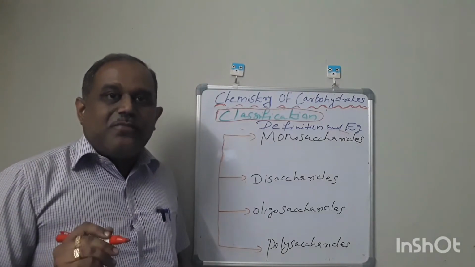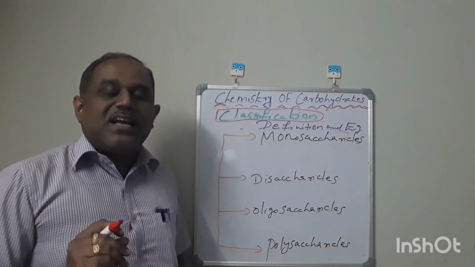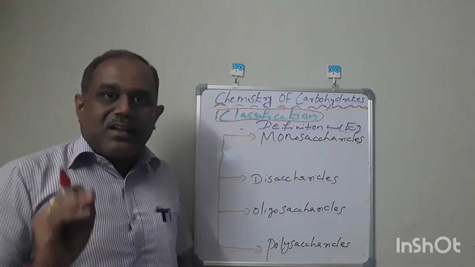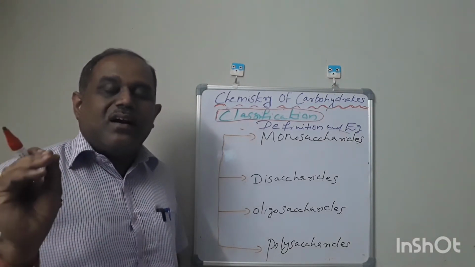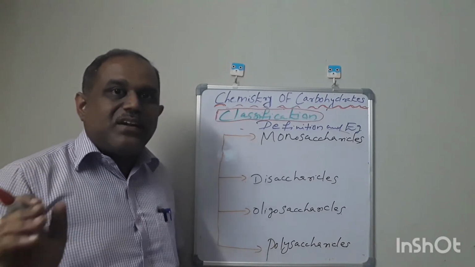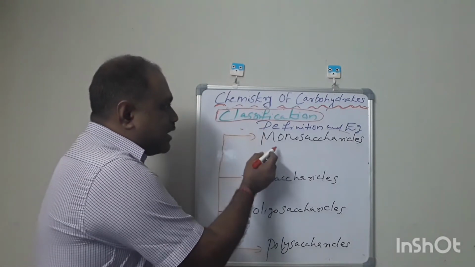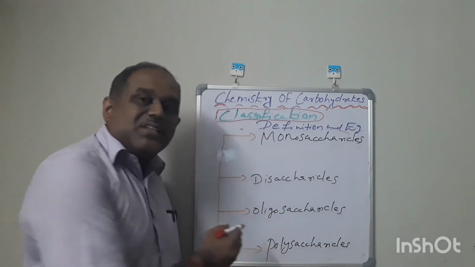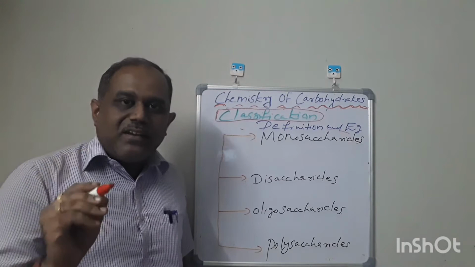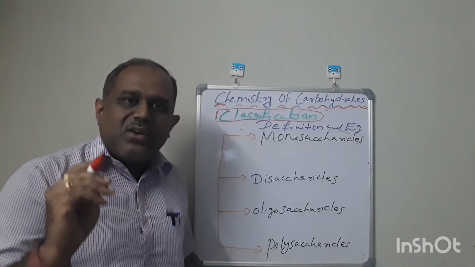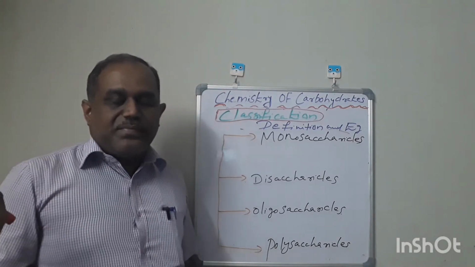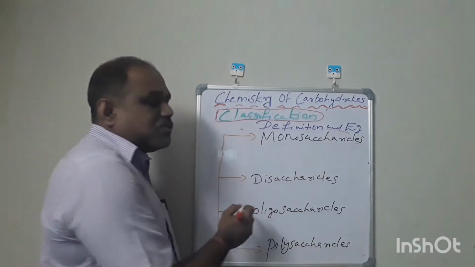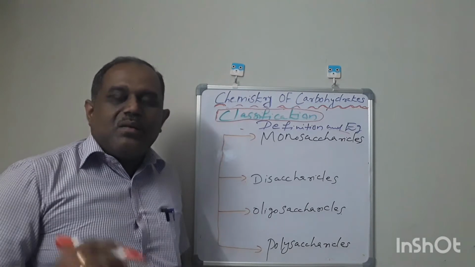Carbohydrates are often referred to as saccharides. Saccharon means sugar. Depending upon the number of sugar units, carbohydrates are classified as monosaccharides, disaccharides, oligosaccharides and polysaccharides. So you should define each and give an example for each class. So first one is monosaccharide.